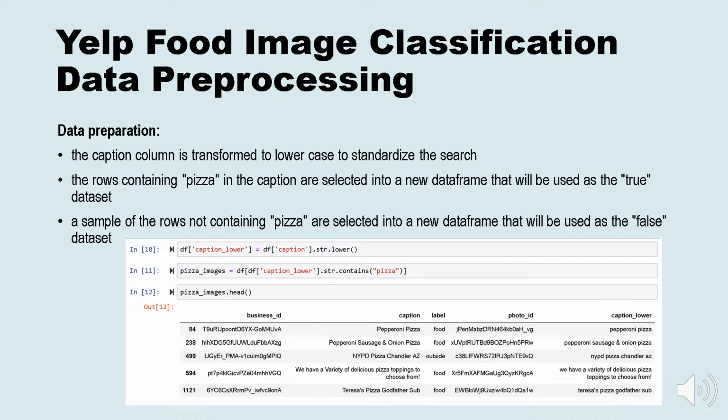For pre-processing, the photo table was loaded, and then the caption column was transformed to lowercase to help standardize the search. In addition, rows containing pizza were then separated out into a new data frame that will be used as the true data set, and then a separate data frame was created for any rows that did not contain pizza for the false data set.